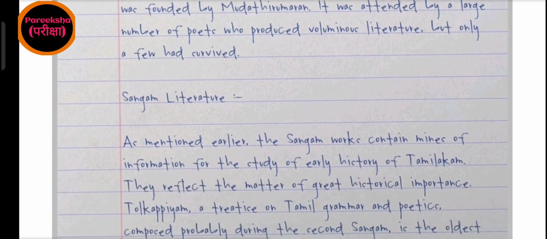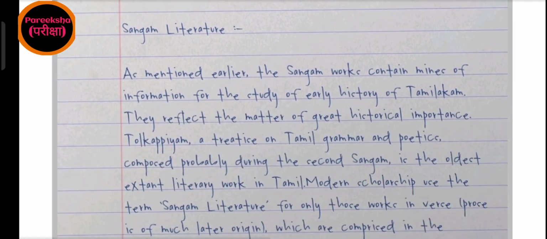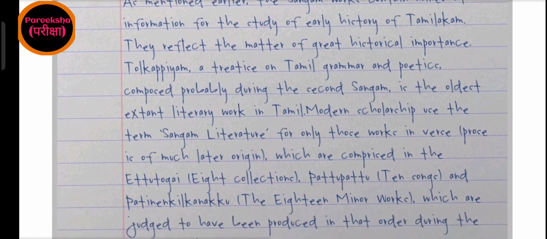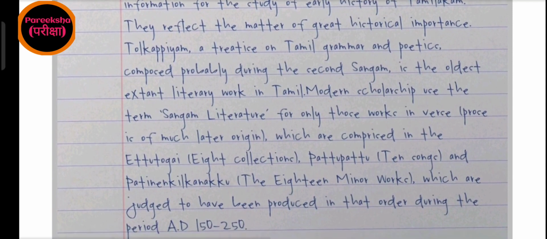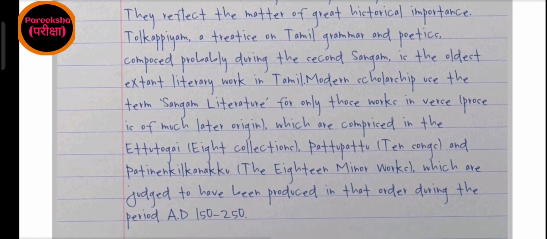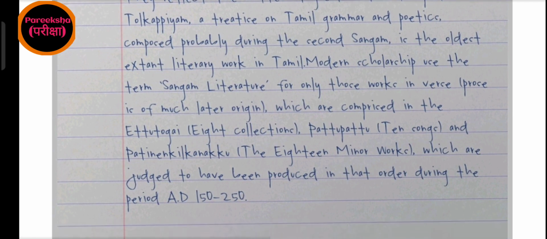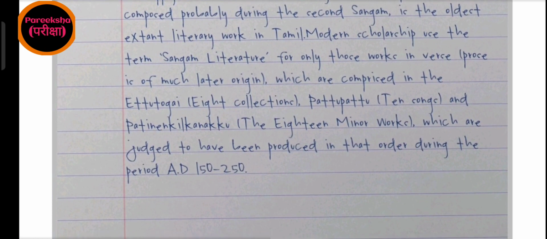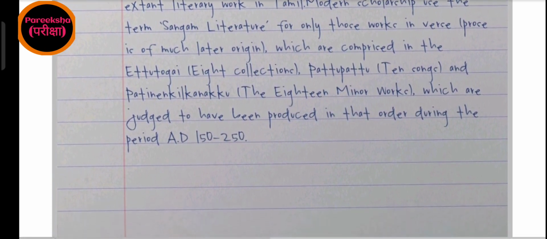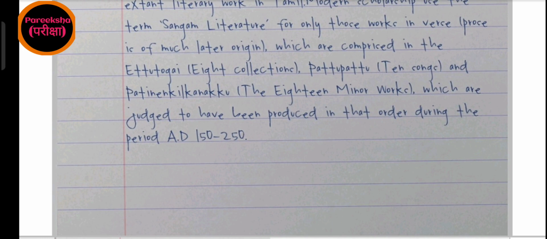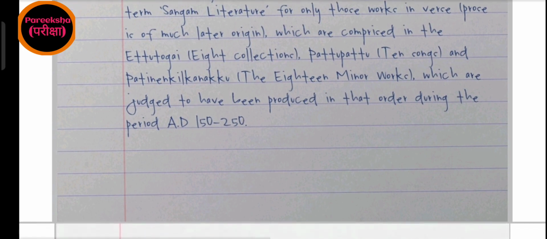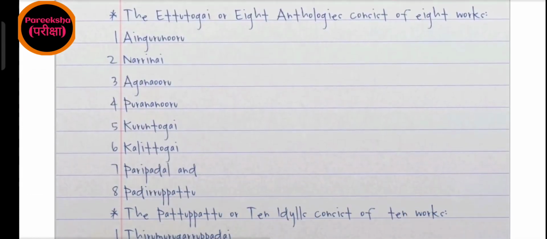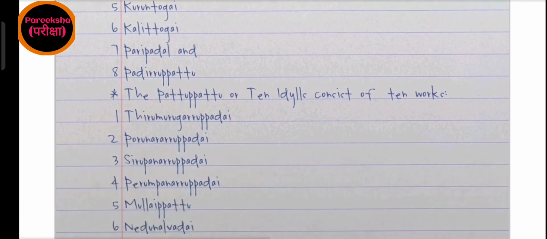संगम लिटरेचर के बारे में लिखिए क्योंकि संगम का लिटरेचर जो था वो बहुत फेमस है. सो यू शुड मेंशन अबाउट संगम लिटरेचर ऑल्सो. As mentioned earlier, the Sangam works contain mines of information for the study of the early history of the Tamilkam. They reflect matters of great historical importance. Tolkappiyam, a treatise of Tamil grammar and poetics, composed probably during the second Sangam, is the oldest extant literary work in Tamil. Modern scholars use the term Sangam literature for only these works and the verses like this. You have to write it down. 8 वर्क्स है उसके बारे में लिखिए.